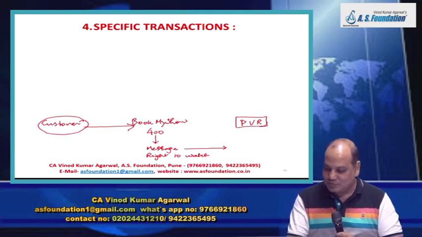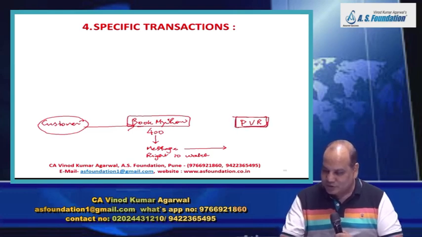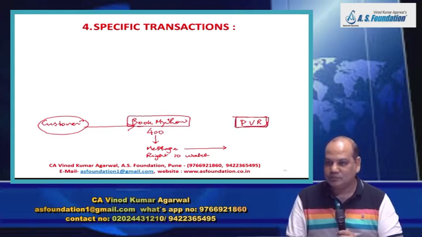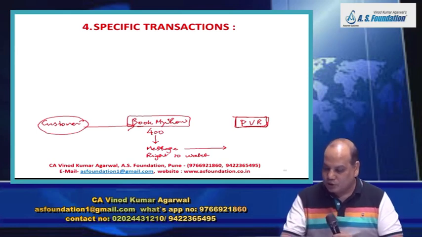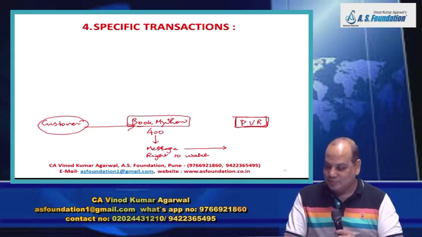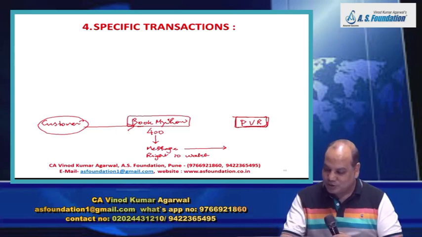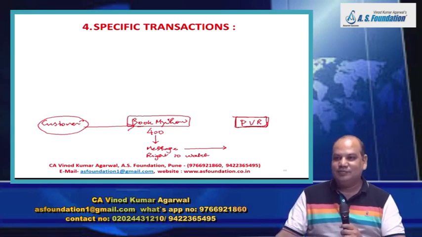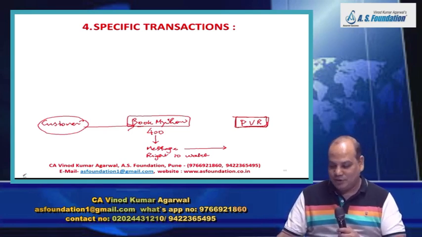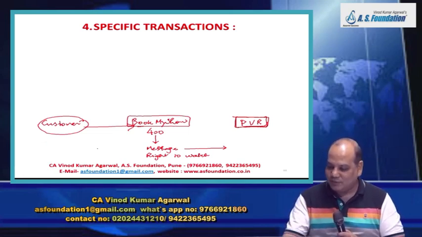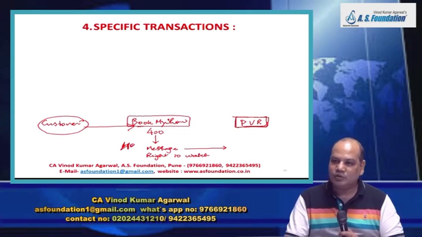The question is, how will these two parties recognize the revenue? Okay. How will the two parties recognize the revenue? First of all, after the movie is screened, okay, understood. Then how much revenue Book My Show will recognize? What is their arrangement? They will get 40 rupees, 10% commission. So will they recognize 40 or 400? 40. Why?